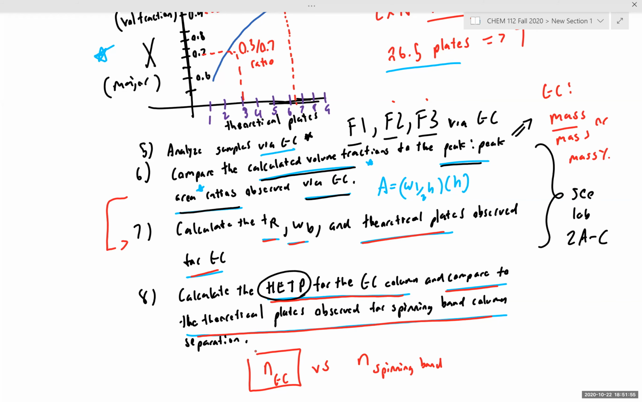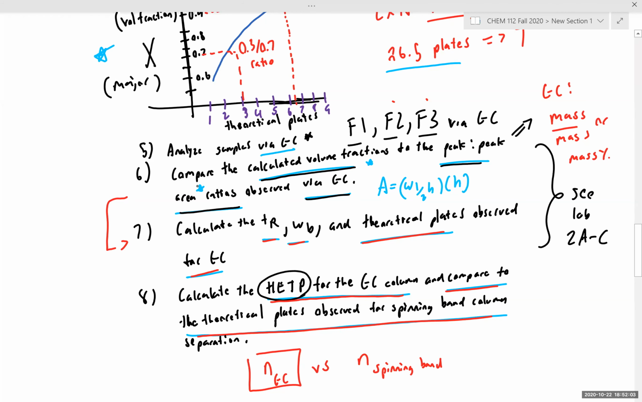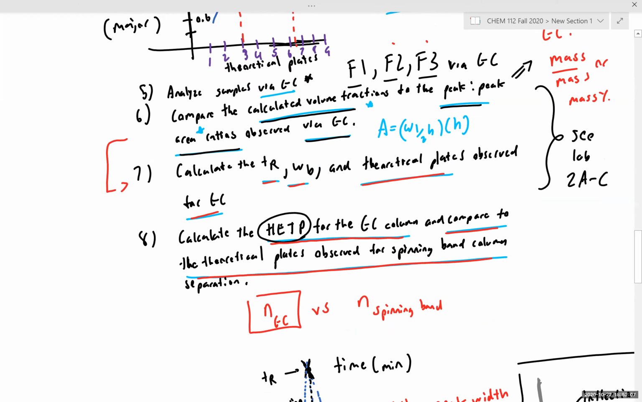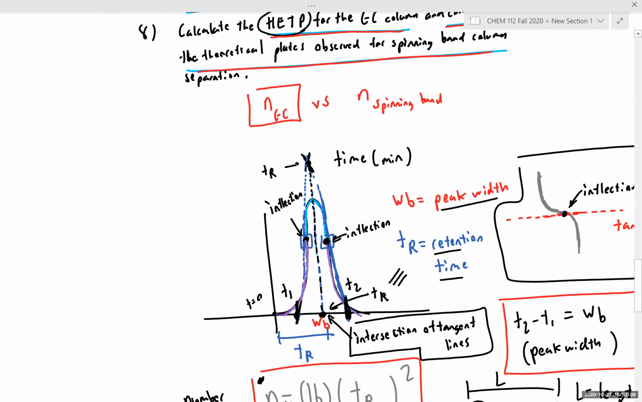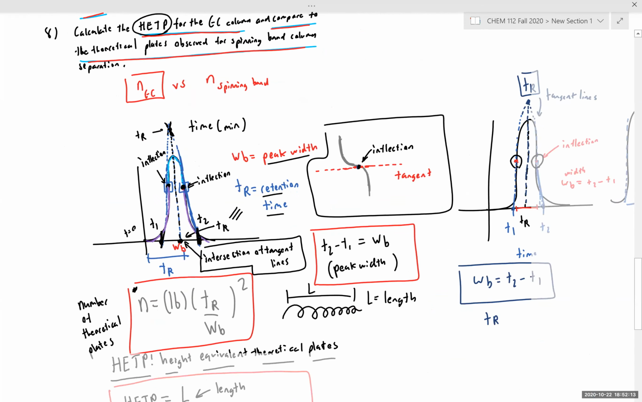Okay, now to unpack how we analyze our samples via gas chromatography and how we analyze our detector outputs. First, let's talk a little bit about a refresher. This will be a refresher course on analyzing peaks. So here's an example of a worked peak.